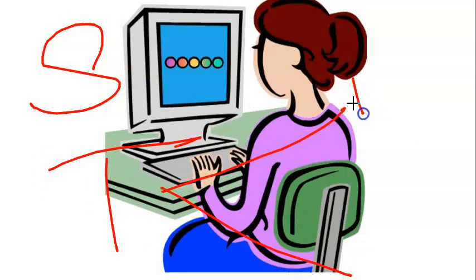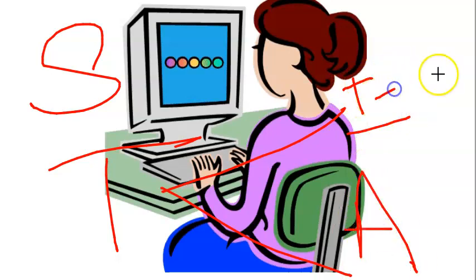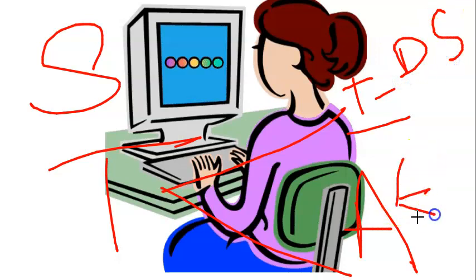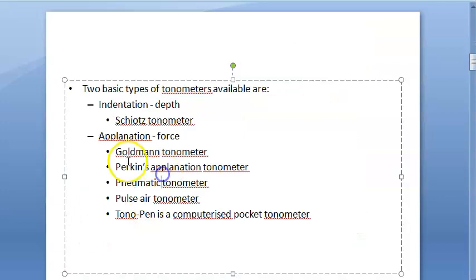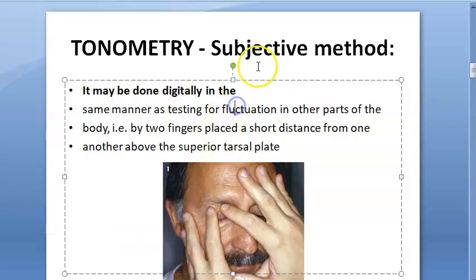In tonometer, you have so many types. You have the indentation tonometer and you have the applanation tonometer. In indentation, you will be measuring the depth. Example is a Schiotz Tonometer. And in Applanation Tonometer, you will be measuring what? The force required, right? And there you have Goldmann's Applanation Tonometer and so many other types of tonometers like Perkins, Pneumatic Tonometer, Pulsar Tonometer, Tono-Pen, etc. So let us look at one by one.